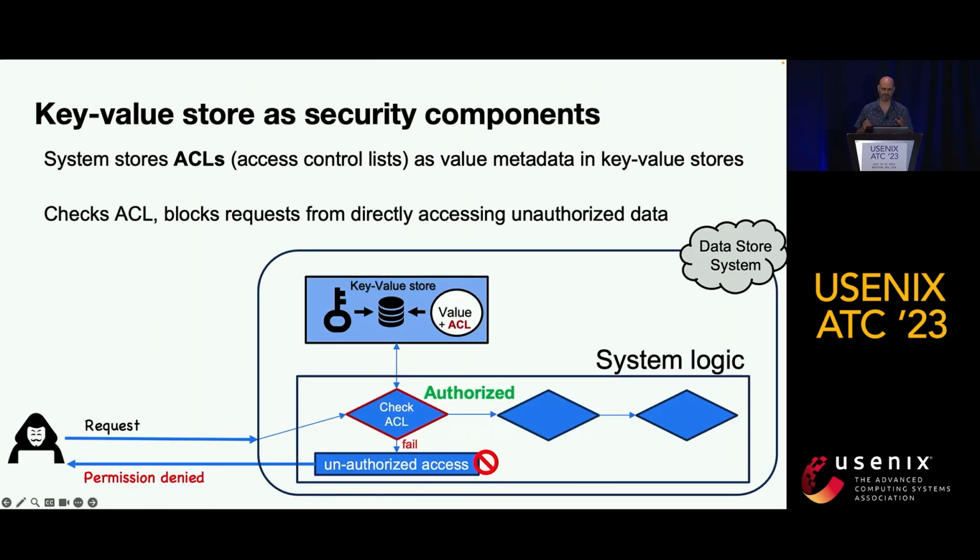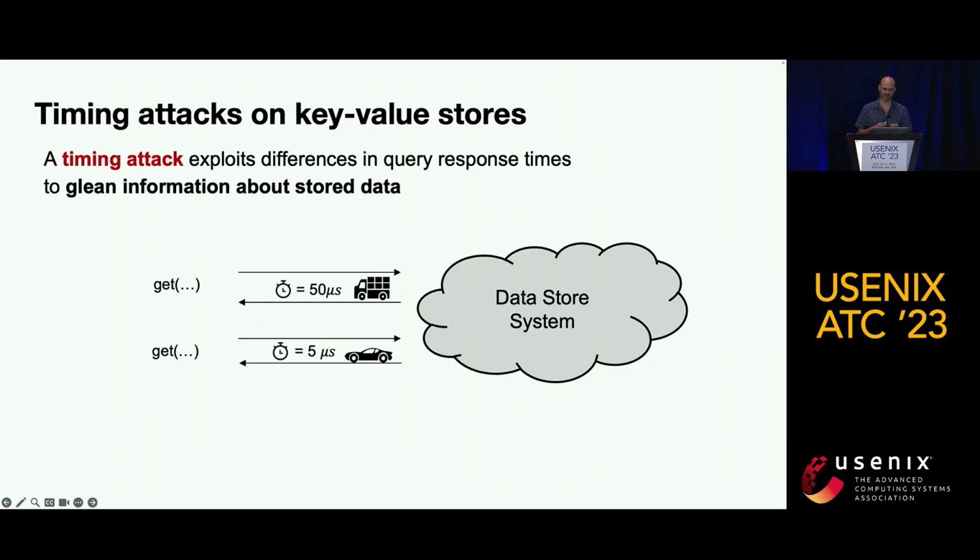We usually think of key-value stores as important for performance, but many systems also depend on them for security. The system stores access control lists, or ACLs, as value metadata in the key-value store. The system decides whether a user request is authorized by checking the ACL associated with the key. This approach blocks users from making unauthorized queries, but if the key-value store is vulnerable to a timing attack, a malicious user can exploit differences in query response time to glean information about stored data in the system.